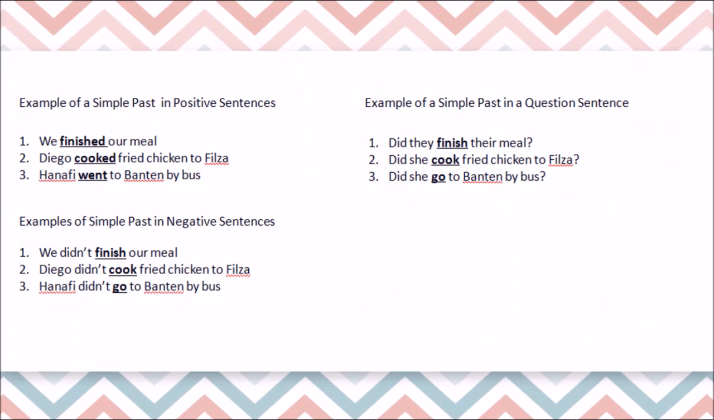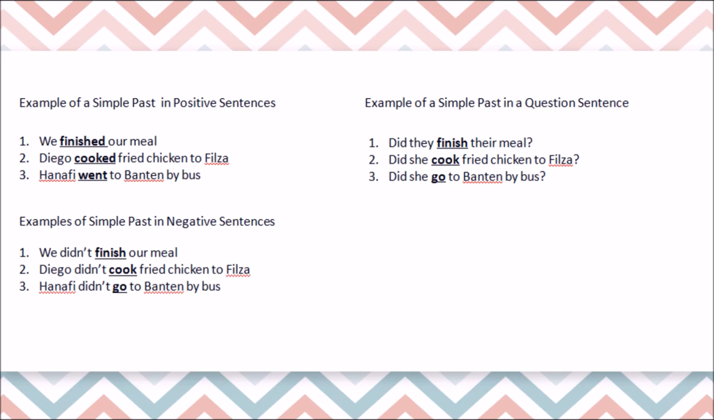Example of a simple past in positive sentence. We finished our meal. Diego cooked fried chicken to Lisa. Hanafi went to Banten by bus. Example of simple past in negative sentence. We didn't finish our meal. Diego didn't cook fried rice to Lisa. Hanafi didn't go to Banten by bus.